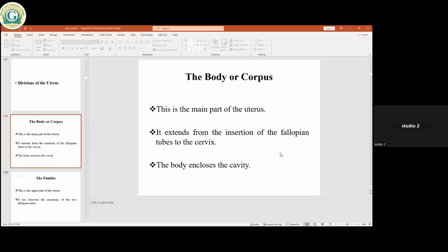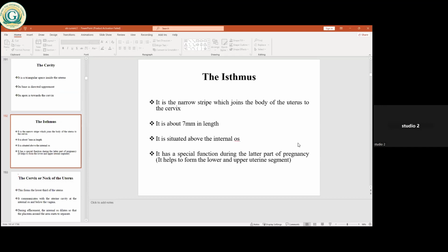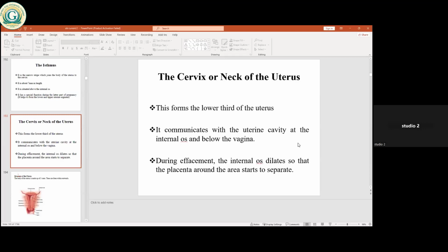So we move on to the cervix now, which we call the neck of the uterus. Cervix or neck of the uterus. This forms the lower third of the uterus. It communicates with the uterine cavity at the internal os and below with the vagina. You know, during effacement, when the woman is entering into labor, the internal os dilates so that the placenta around the area starts to separate.